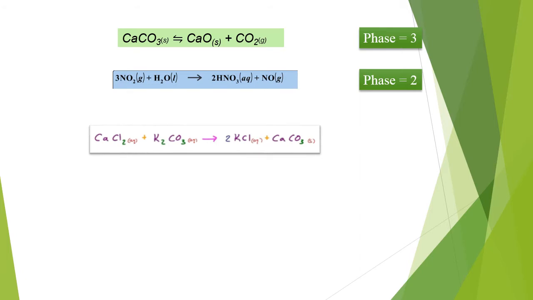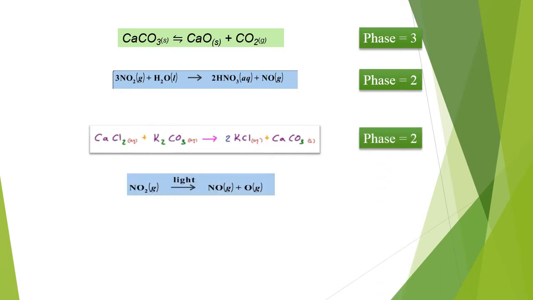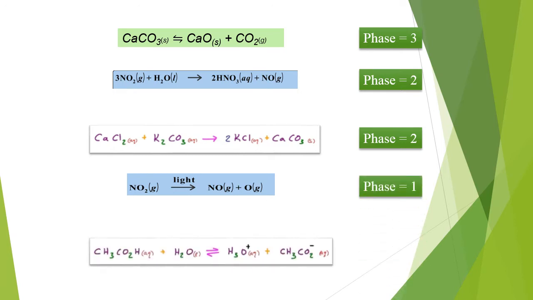Now another example, here we have 3 aqueous species and 1 solid. All the 3 aqueous species constitute one single phase and the solid is another single phase. So we have totally 2 phases. In this example, decomposition of nitrogen dioxide, we have all the 3 elements in gaseous state. So it will constitute a single phase. So phase is equal to 1.